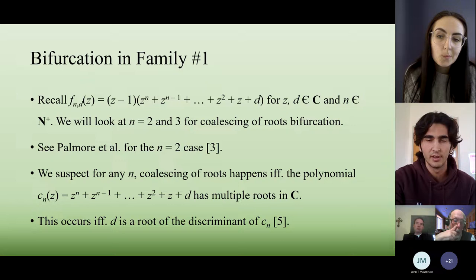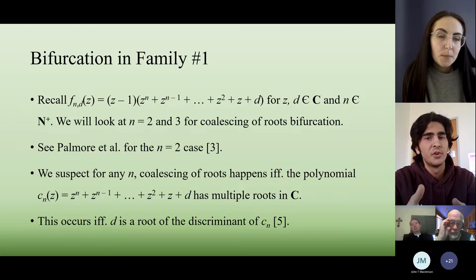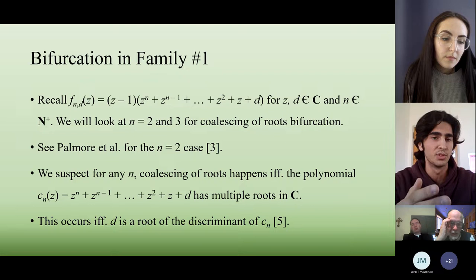So the way that this is generalizing Palmore's work is that he considered the case of this function for n equals 2, and what we're doing here is considering n equals 3 and discussing the n equals 4 case and so on.